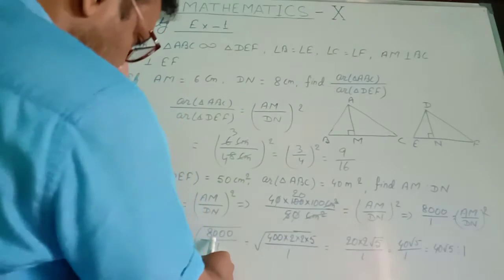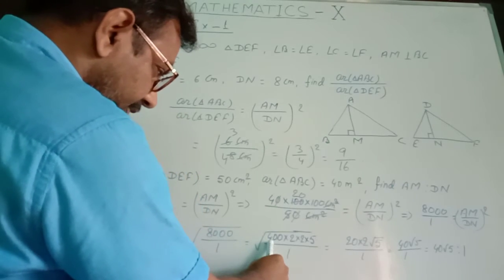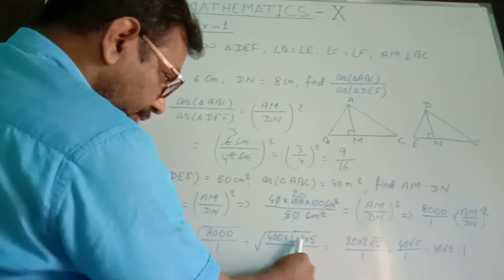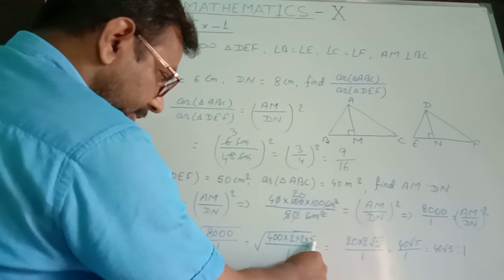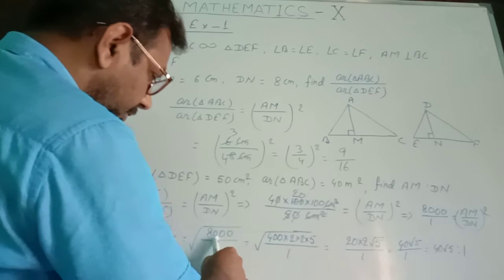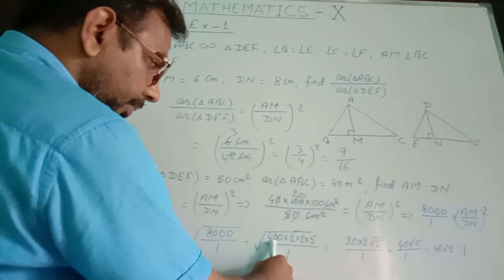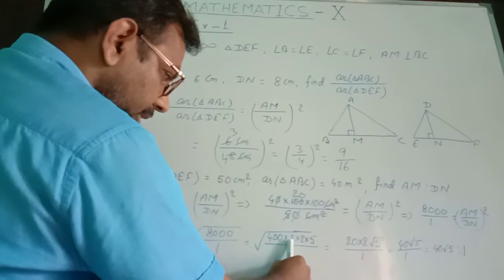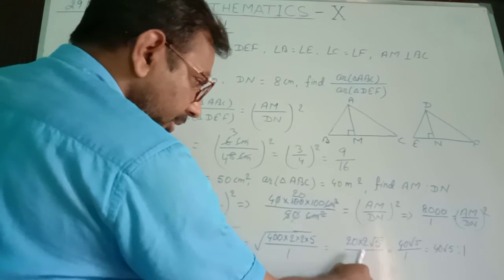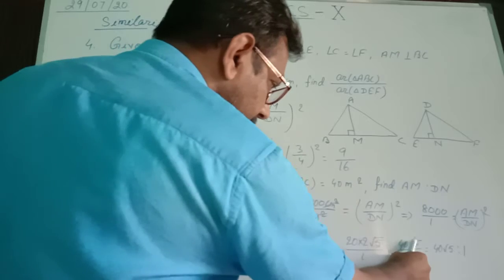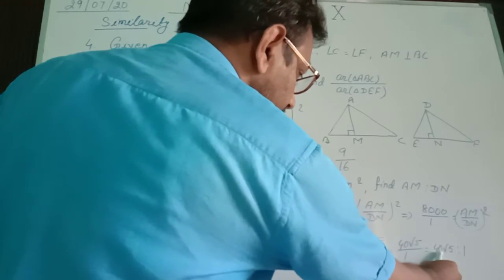So we can write this 8000 as 400 into 2 into 2 into 5. So this much will be, 2 2s are 4, 5 4s are 20, 400 into 20 equal to 8000. So square root of 400 became 20, and out of these 2, one 2 came out, root 5 is left by 1. I multiplied these 2, I got 40 root 5 by 1. So this became 40 root 5 is to 1.